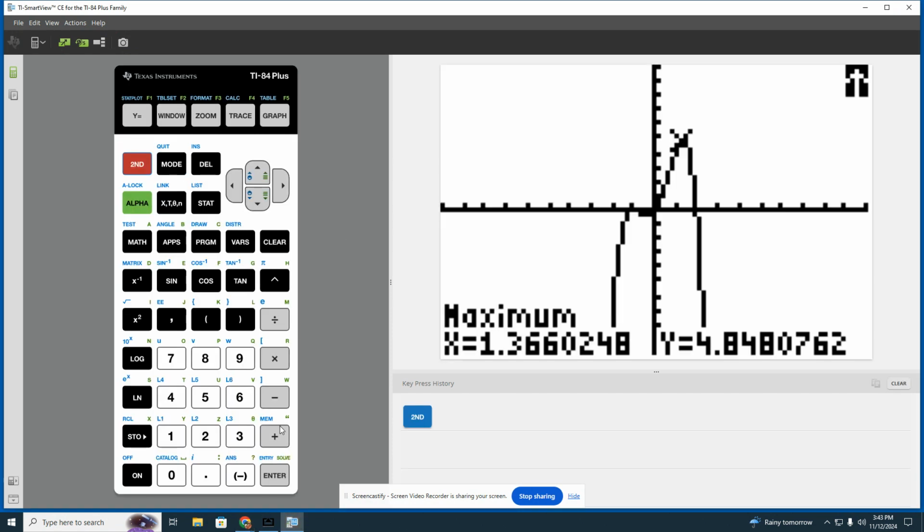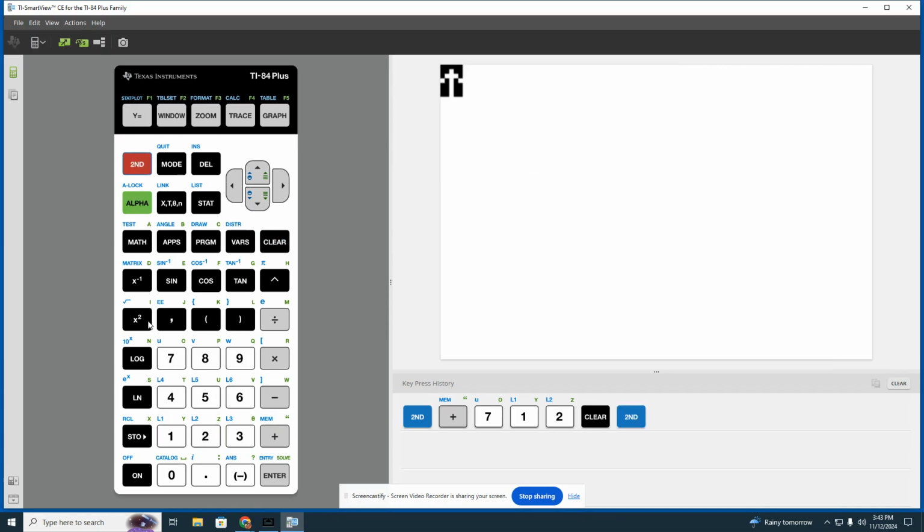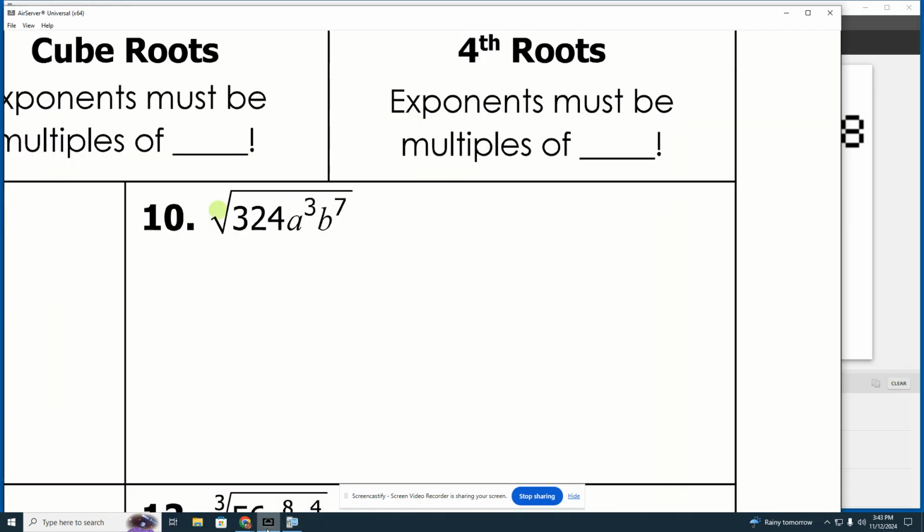Let me reset my calculator. It's always a smart thing to do, right? We're going to go second x squared, and then we're going to check 324. Well, sure enough, it is a perfect square. So 18, the square root of 324, 18 gets to break out completely, okay? Now, we're still dealing with the square root of a cubed b to the 7th, okay?